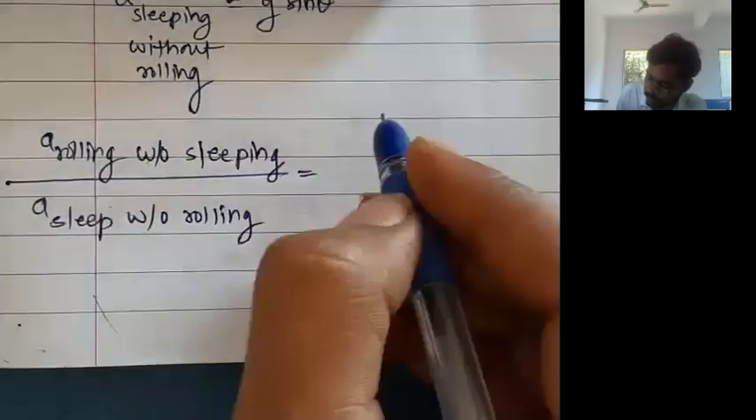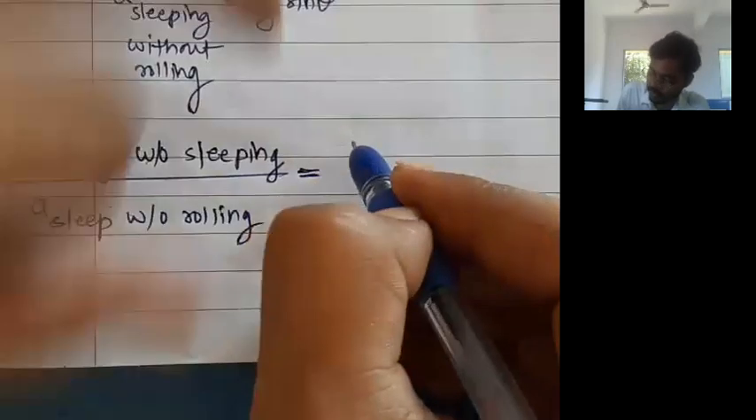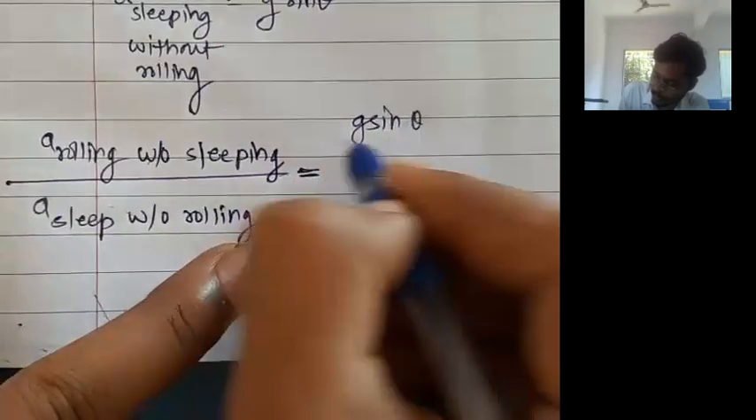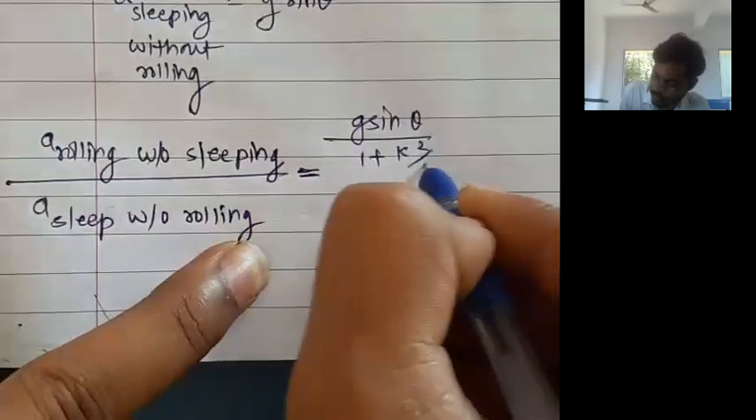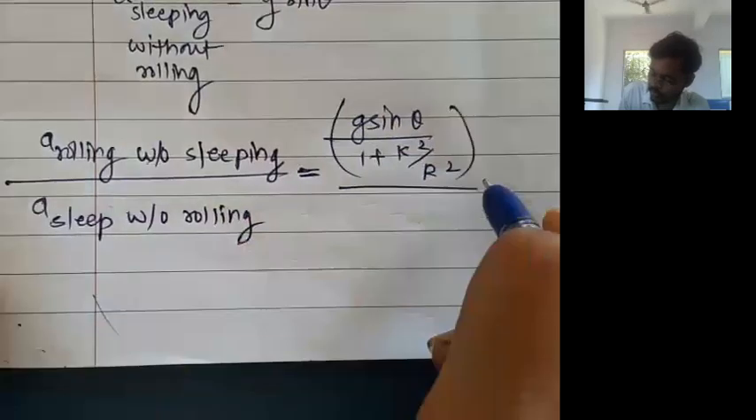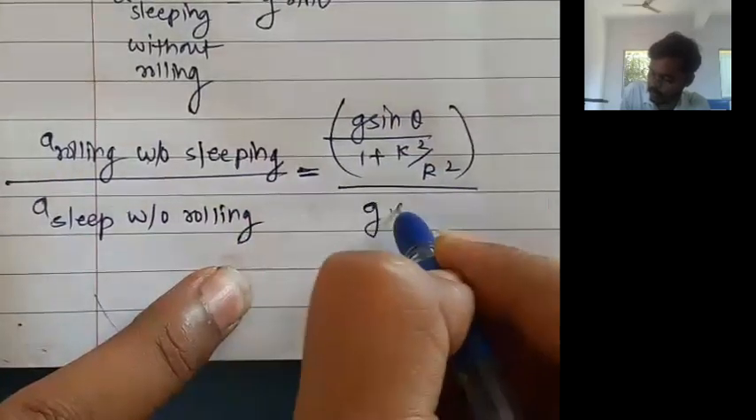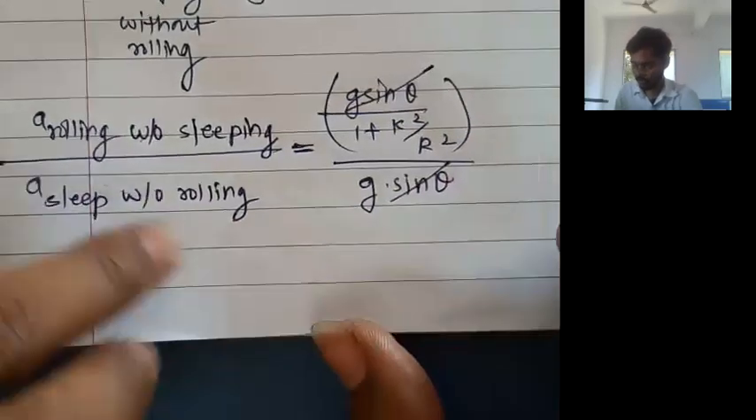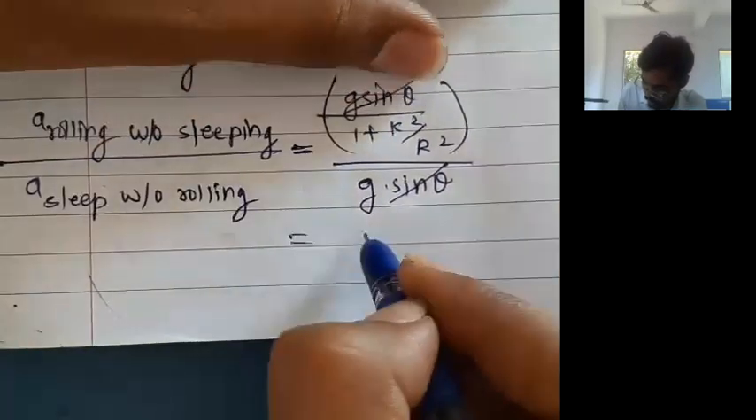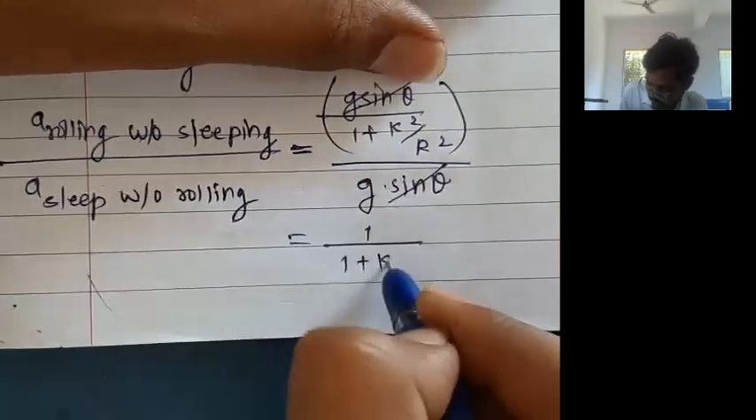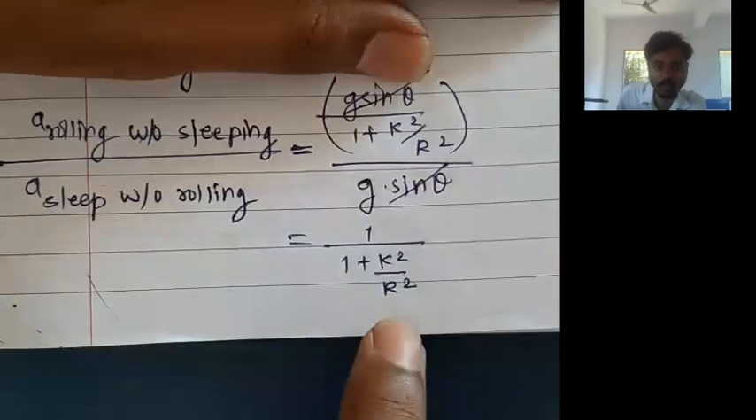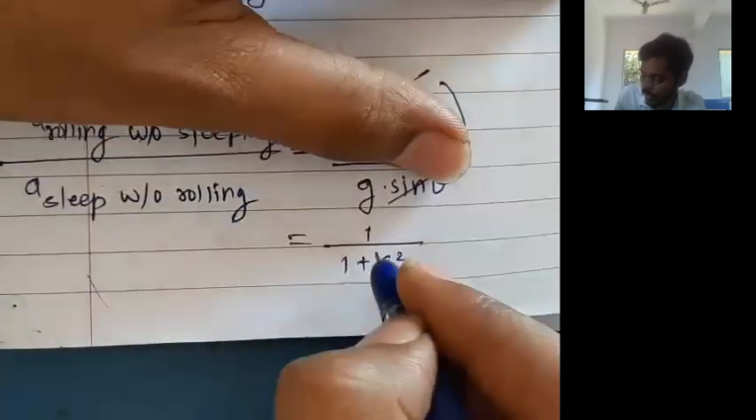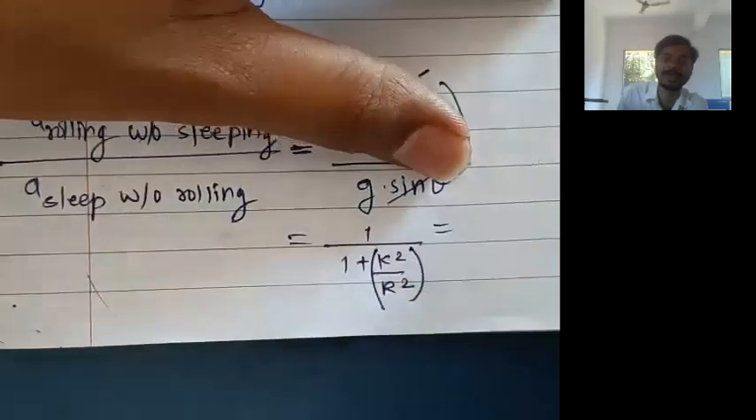what are the formulae? Sir, the formulae are here: rolling without slipping we have the formula g sin theta upon 1 plus k square upon r square, and acceleration without rolling we have the formula simply g sin theta. Sir, g sin theta gets cancelled. What do we have in the numerator? Sir, in the numerator we have 1 upon 1 plus k square upon r square. Don't do this r square upon r square plus k square, don't do that, because k square upon r square can be written directly.